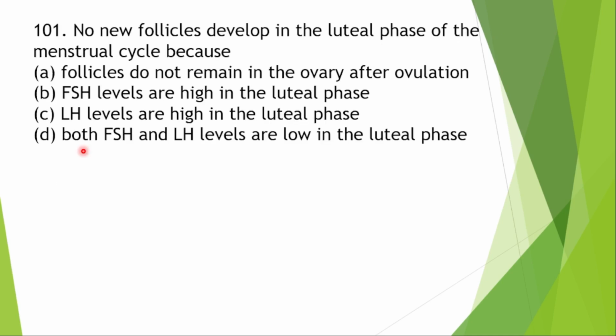Next question, 101. No new follicles develop in the luteal phase of the menstrual cycle because follicles do not remain in the ovary after ovulation. FSH levels are high in the luteal phase. LH levels are high in the luteal phase. Both FSH and LH levels are low in the luteal phase. So here the right option is option D.